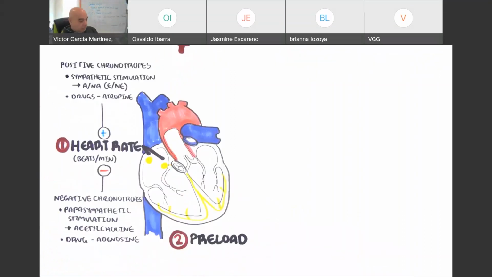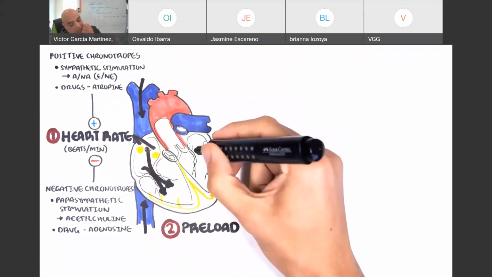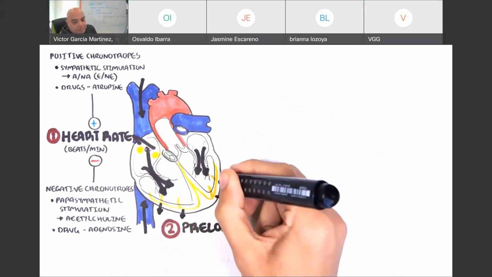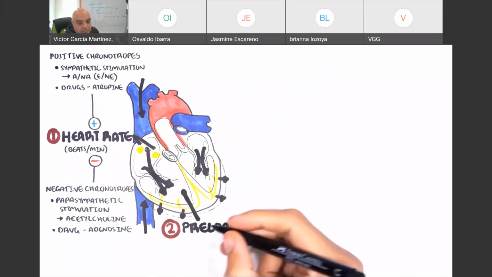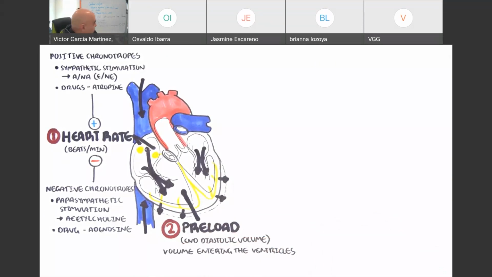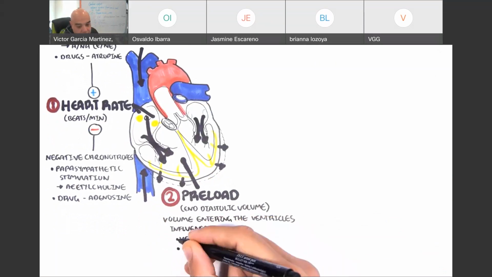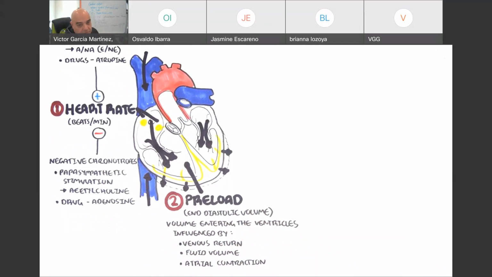The first being preload. Your preload is essentially the amount of blood entering the ventricles during diastole. So it's also known as your end diastolic volume. Again, the preload is the amount of blood, the volume entering the ventricles, and this is during diastole. Preload can be influenced by venous return, the blood volume, and also atrial contraction. And the preload occurs during diastole because this is when your ventricles are being filled with blood.